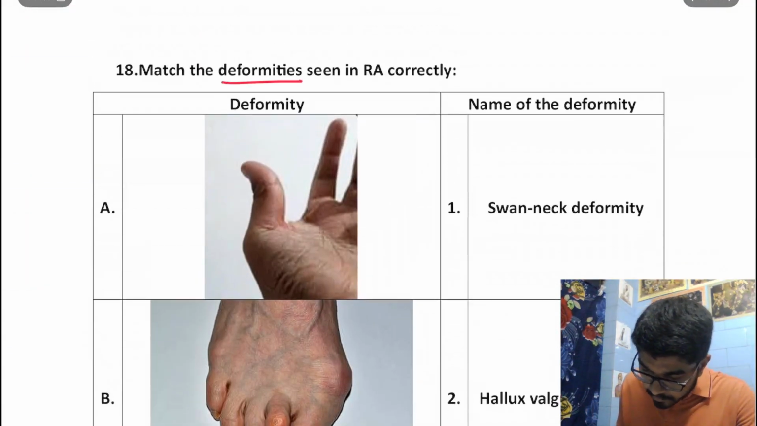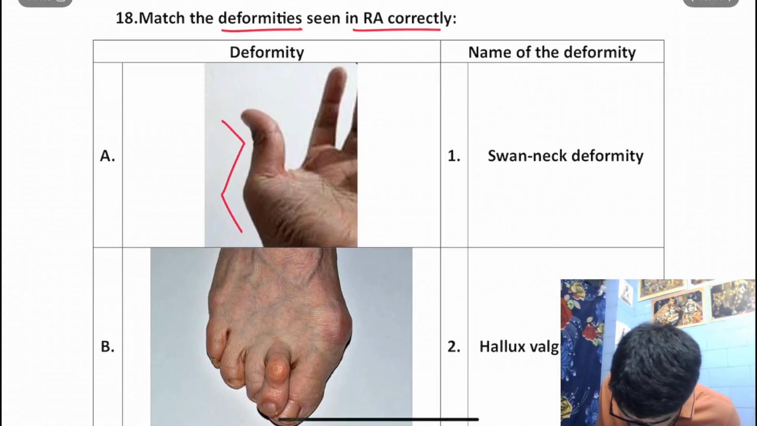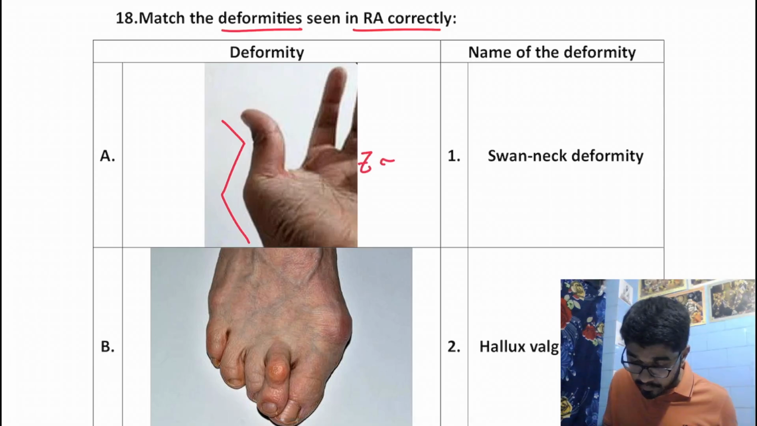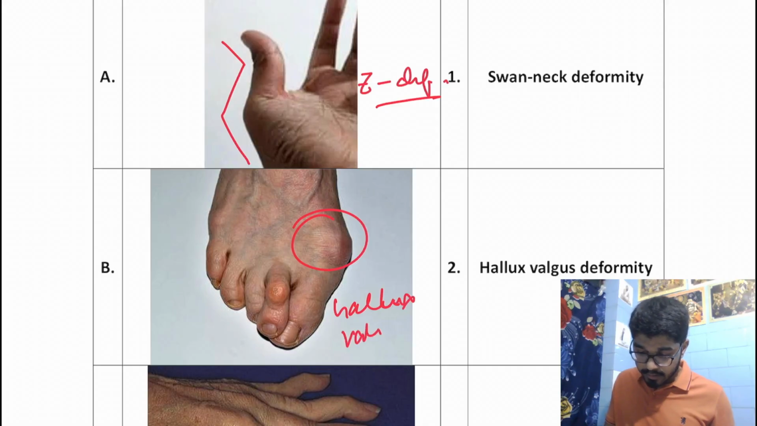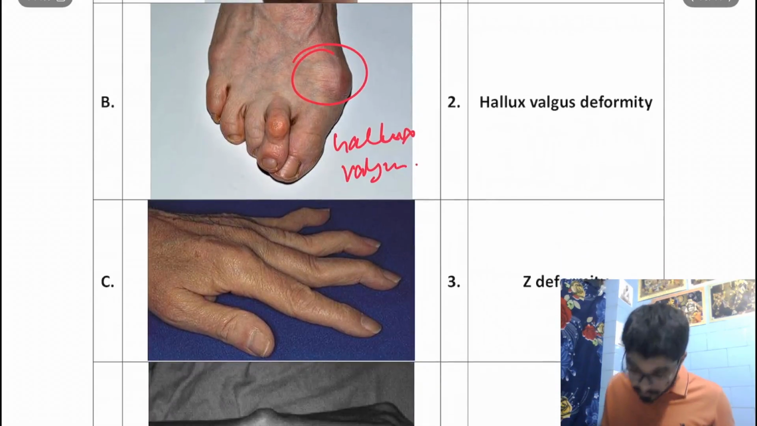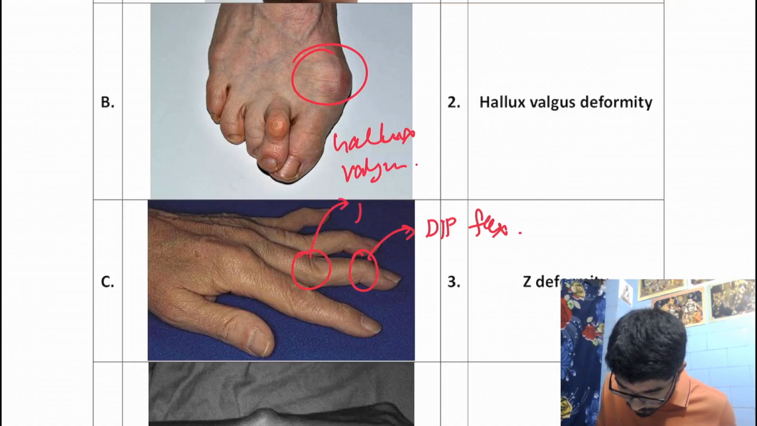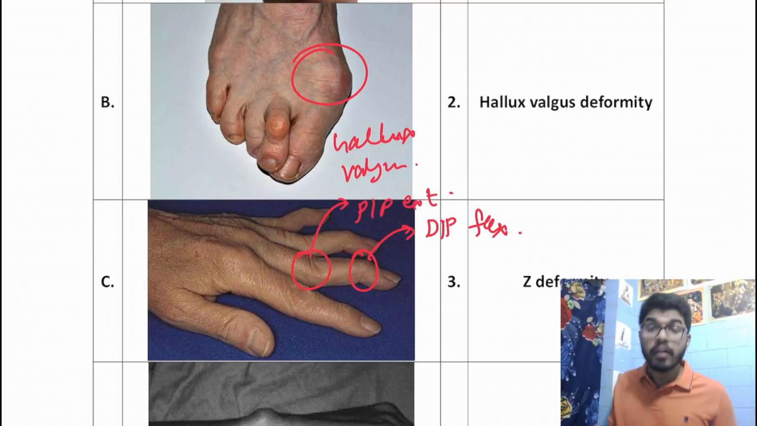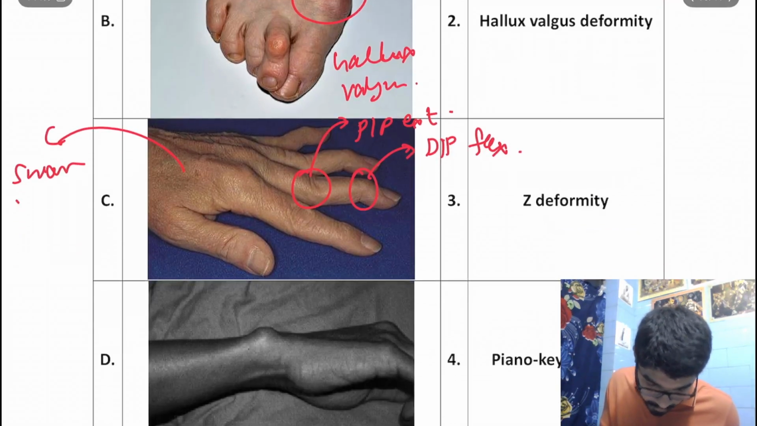Match the following deformities seen in RA correctly. So over here in this thumb we can very well appreciate this is the Z deformity. In the leg we can very well appreciate this is the hallux valgus. And over here we can very well appreciate that there is DIP flexion and PIP extension, just the reverse of boutonniere deformity. This deformity is actually known as the swan neck deformity.